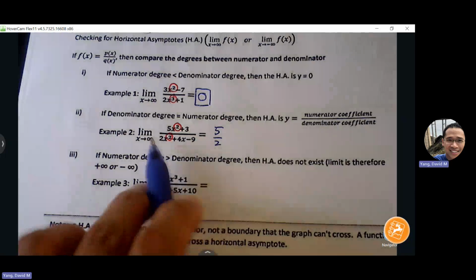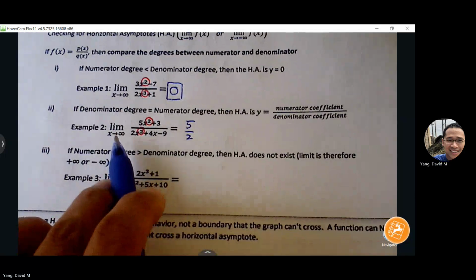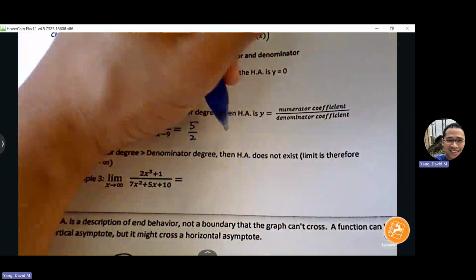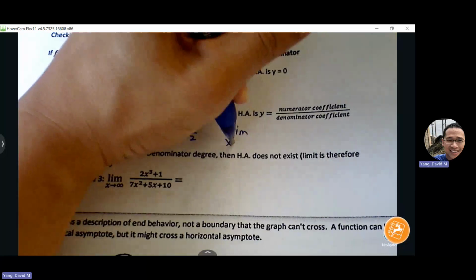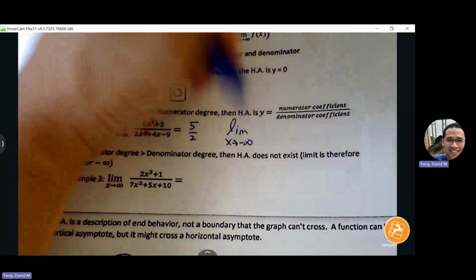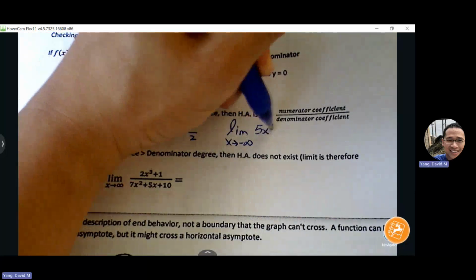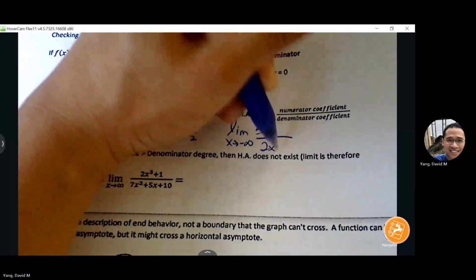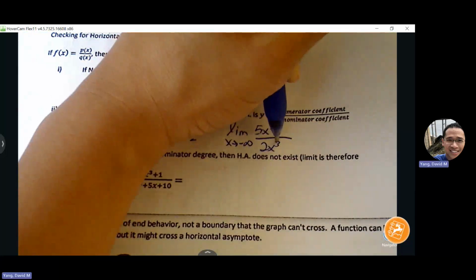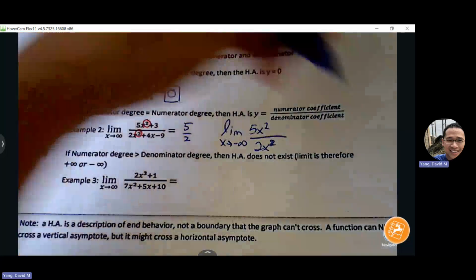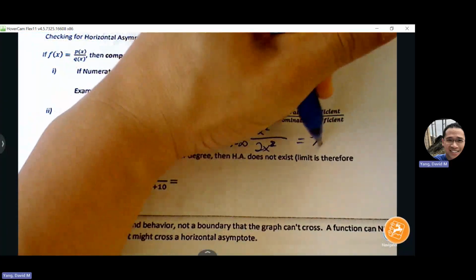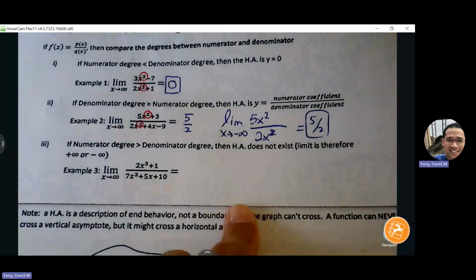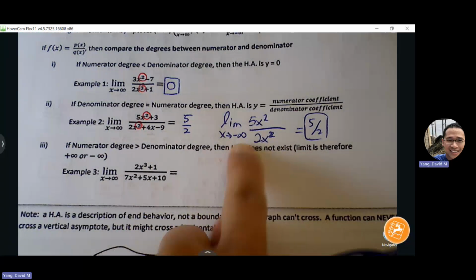I just thought of something here. For the second example, the limit as x approaches negative infinity also follows the same rule. So we simply look at the degree and we just take the coefficient, okay? I don't want us to be thrown off by the negative infinity and think, oh, I gotta make an adjustment and I gotta change the sign.